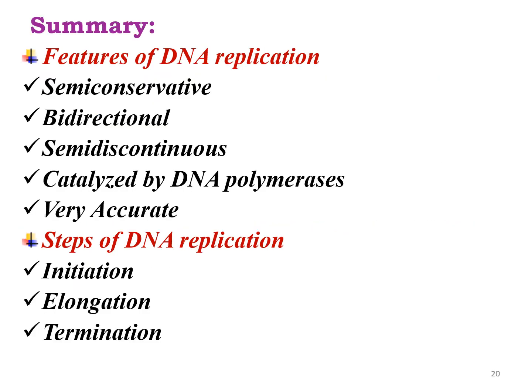Now we have to see the summary, the summary of the features of DNA replication. It is semi-conservative, bidirectional, or two-directional, semi-discontinuous, catalyzed by DNA polymerase, and very accurate, otherwise it can be proofread, which takes place by DNA polymerase 3. The steps of DNA replication are initiation, elongation, and termination. We have to see the next consecutive slide maybe.